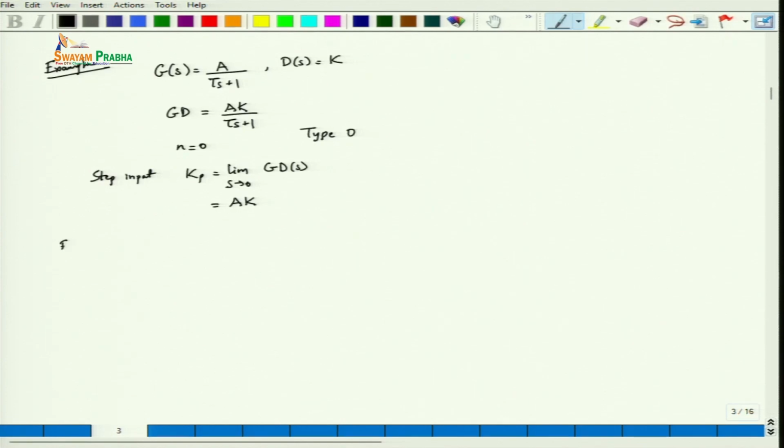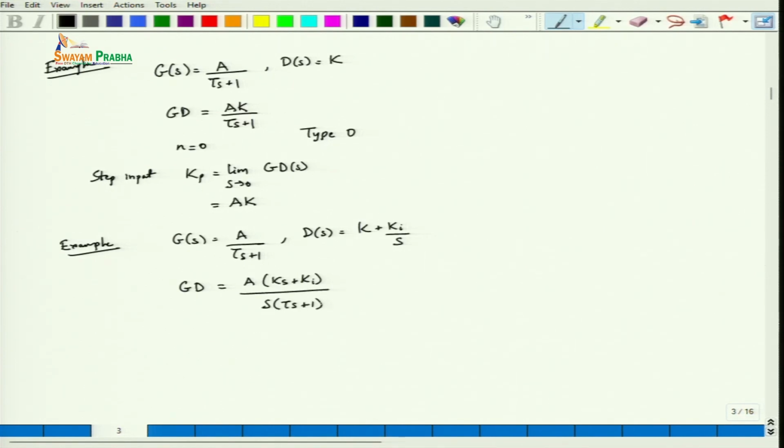Now let us consider another case. We have the same system G of s, so it's A divided by tau s plus 1, but our D of s, instead of having just a constant k, we will have k plus ki by s. So if we look at G into D, what you will see is we will get A times ks plus ki divided by s into tau s plus 1.